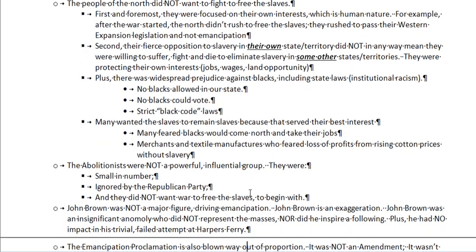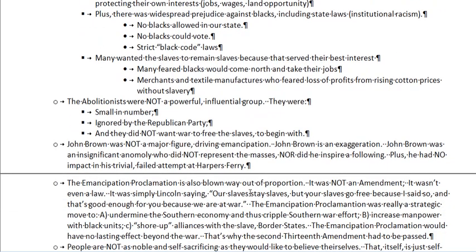All right, abolitionists. A lot of people say the abolitionist movement drove it. Man, the abolitionists were not a powerful, influential group. They were small in number, ignored by the Republican Party, and they did not want war to free slaves. Most of these guys were centered in the northeastern Christian groups, right? They're like, man, this is immoral, but so is war. We don't want to go to war. They're hoping they get some legislation someday to free them.